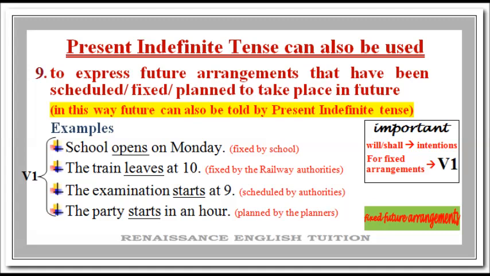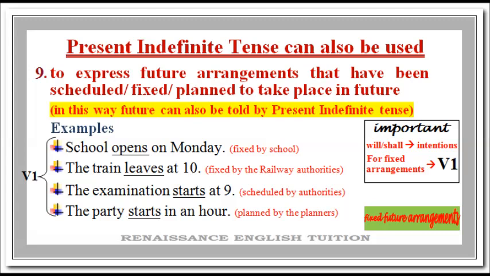Similarly, in the second example, the train leaves at 10. The train's timetable has been fixed by the railway authorities. Therefore it has been written in the present indefinite tense. Then in the third example, the examination starts at 9. The examination time has been fixed by the authorities and cannot be changed at will, and therefore it is in the present indefinite tense.